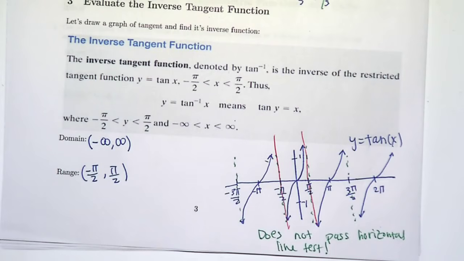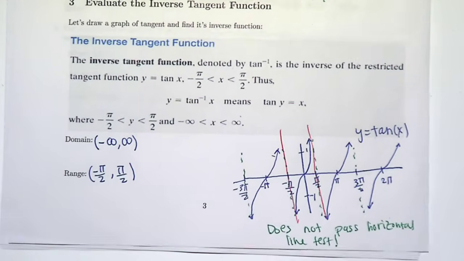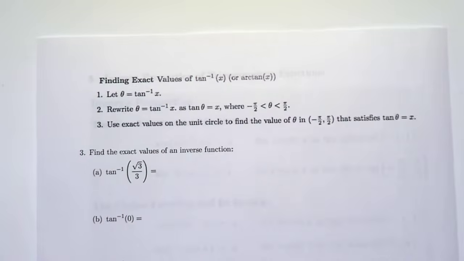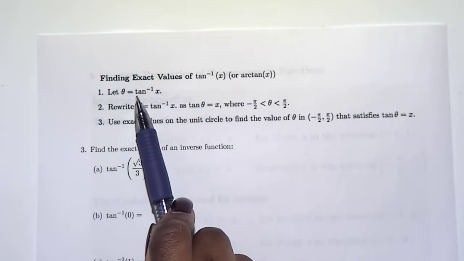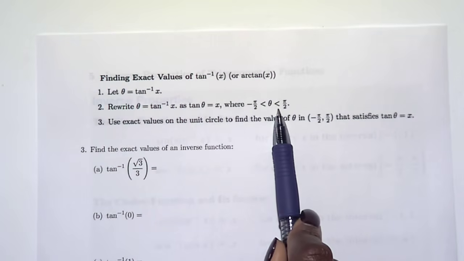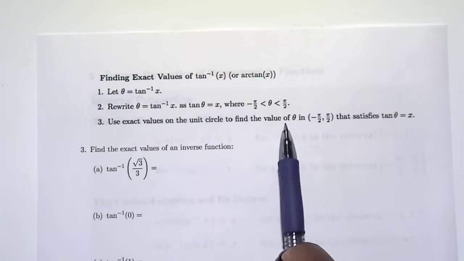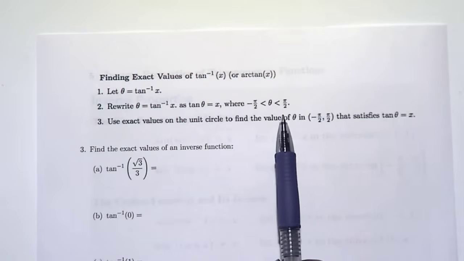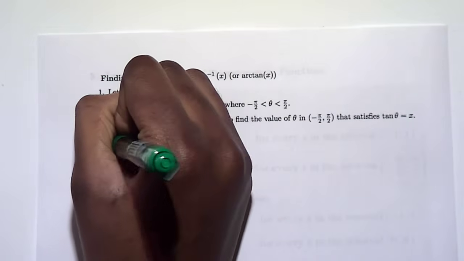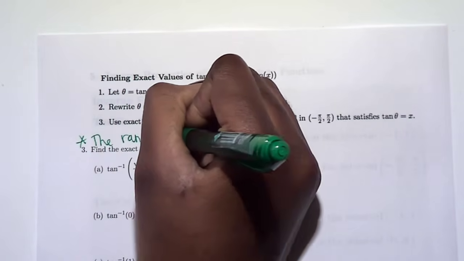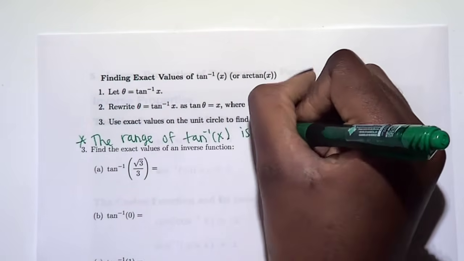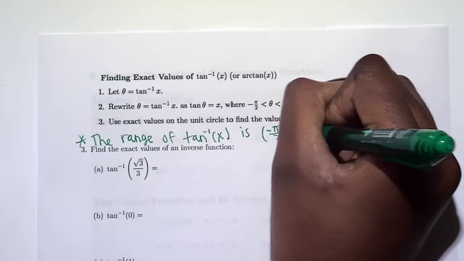All right, so let's talk about how to solve these problems. Same process you've seen before. We're going to say that inverse tangent gives us an angle. We want to make sure that angle is between negative pi over 2 and positive pi over 2, not including, and we're going to choose the correct places on the unit circle. All right, so I'm going to write down the range. So our answers for tangent inverse is negative pi over 2 to pi over 2.